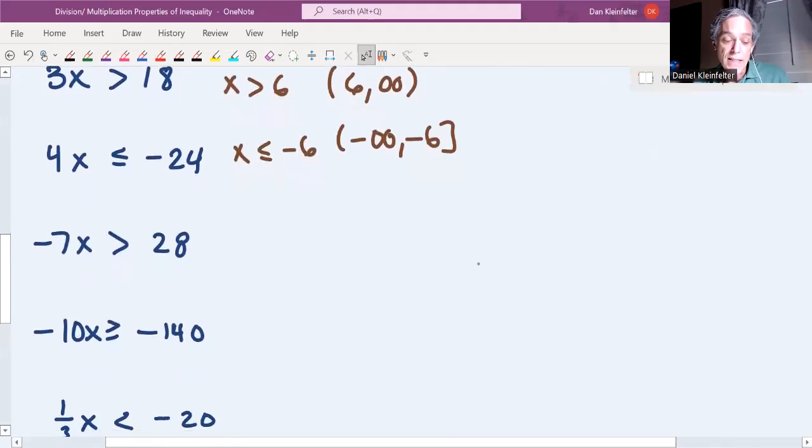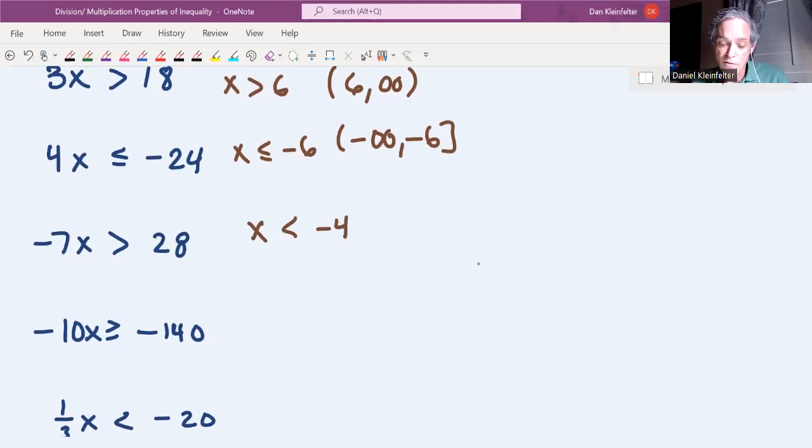Okay. Next, negative 7x is bigger than positive 28. For this one, I would divide both sides by negative 7. Since we're dividing by a negative, it'll switch from greater to less. And instead of 28, we'll now have negative 4. We switched from greater to less because we divided by a negative 7. That will give us negative infinity up to negative 4.